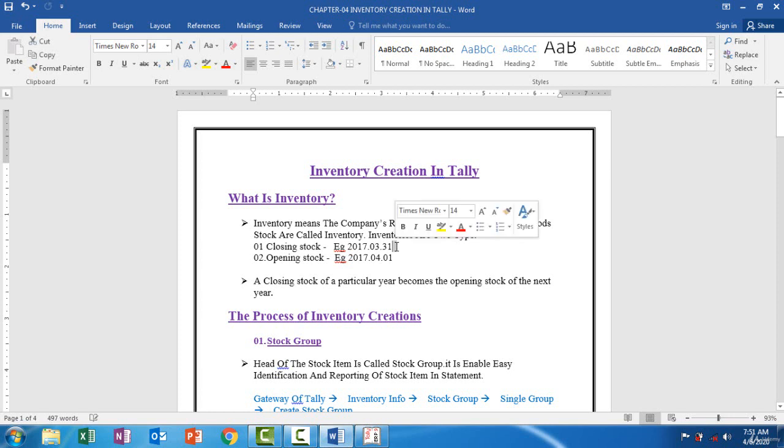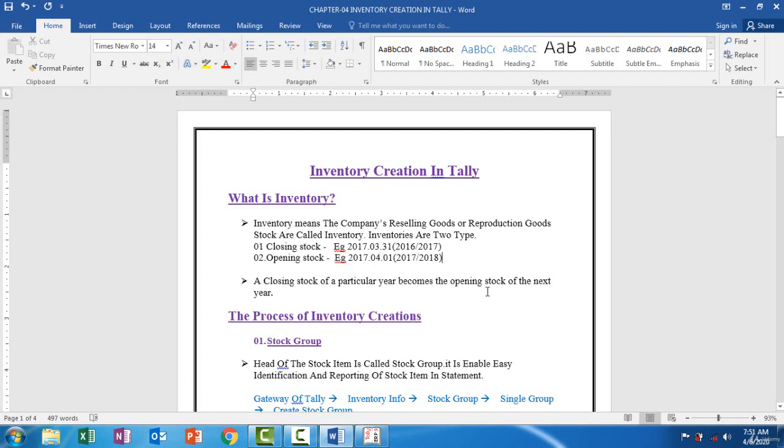You can see that this year is 2016 to 2017. This year is 2017 to 2018. So this is the closing stock, because 2017 is the closing of the year, so March 31st is the closing stock. The opening stock is the beginning of the year, that is April 1st, 2017. So you understand what inventory is, and what closing stock and opening stock are.